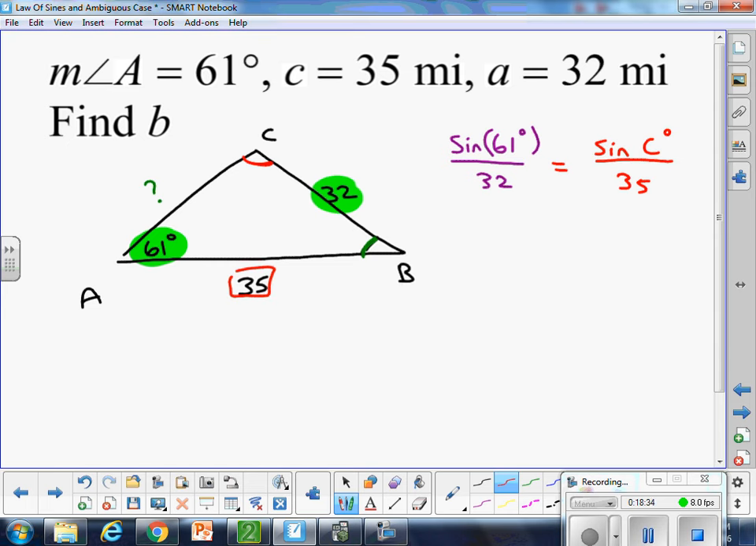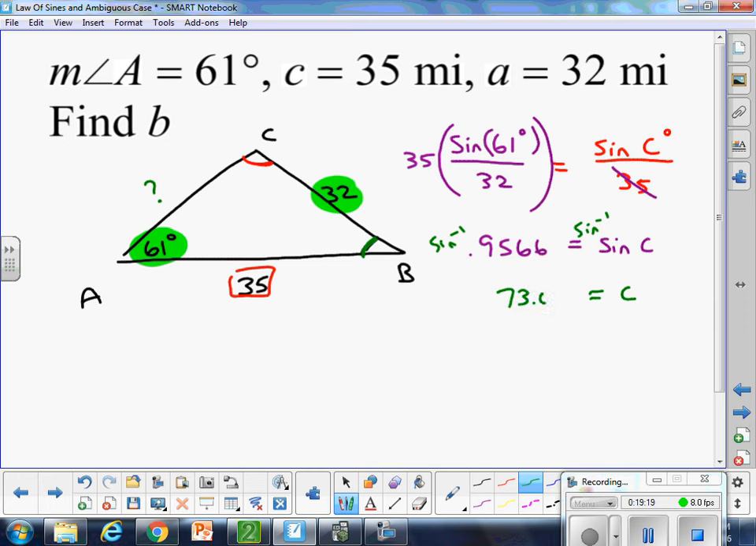So if we multiply both sides by 35, let me just save a little board space here. If I times both sides by 35, then that'll be canceled out. So doing the calculation there, 35 times the sine of 61 degrees divided by 32, I'm getting around 0.9566 equals the sine of C. So that tells me that C, when I do the inverse sine on both sides, so inverse sine of the answer that's already in your calculator, I'm getting around 73.06. Okay, so that's a possibility for angle C.